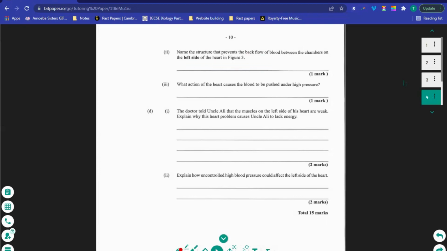Part 3, what action of the heart causes the blood to be pushed under high pressure? So we have the contracting of the heart during that heartbeat cycle. So with a heartbeat, we have a contract and a relax. It is the contracting reaction that pushes the blood under high pressure.